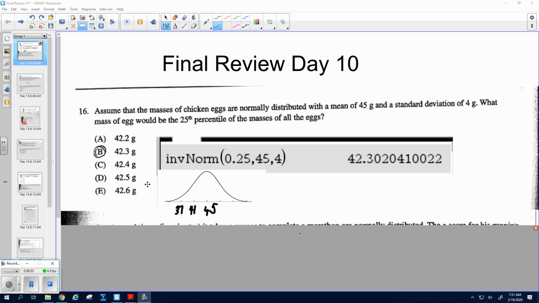All right, guys, number 16. If they're giving you a percentile, plus they tell you that it's normally distributed, you can use inverse norm, and your area is 0.25. You want to change your mean to 45 and your standard deviation to 4, and that just gives you the answer. You can also shade the curve and make sure that it makes sense.